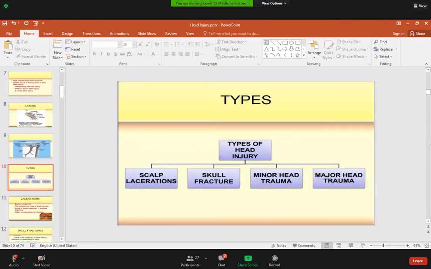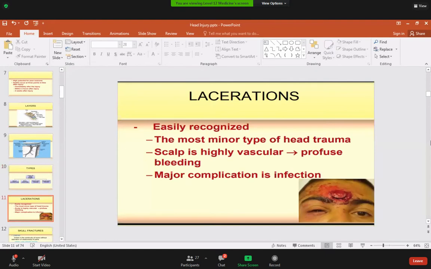The types of head injuries that you usually come across are simple lacerations. They could be scalp fracture, or the trauma can be a minor head trauma, or a major head trauma involving brain deficits. Lacerations are easily recognized. They are the most minor type of head trauma. Why is it important? Because, as I have already told you, the scalp is highly vascular and there is no supportive tissue to control the bleeding once a vessel starts bleeding. So there is usually profuse bleeding, and a major complication here is infection after the lacerations. If you don't take care, these are very prone to develop infections.